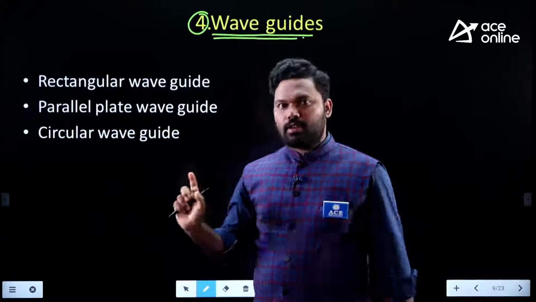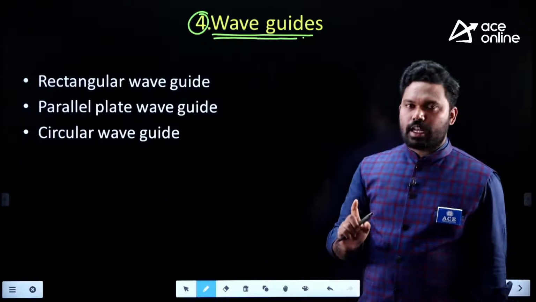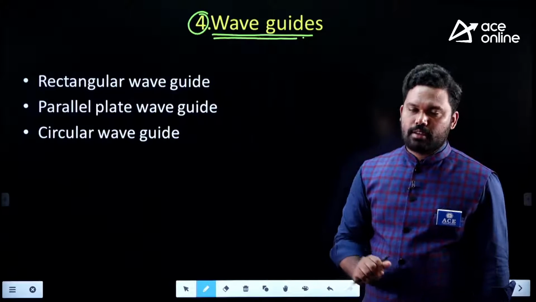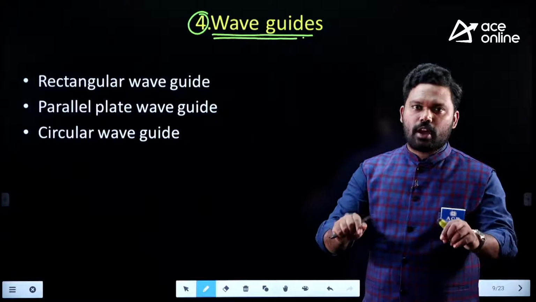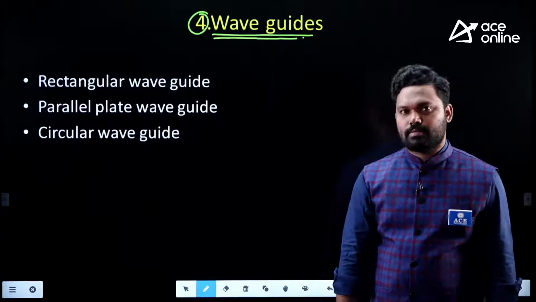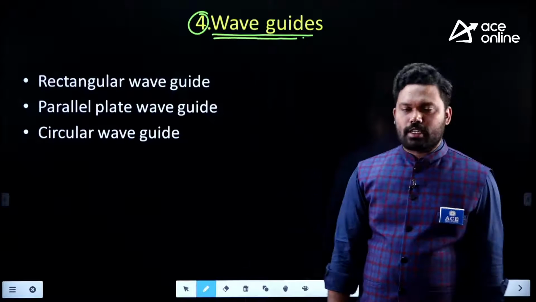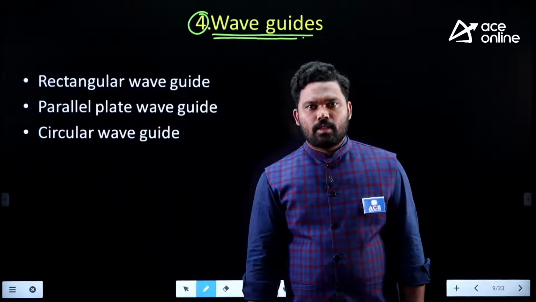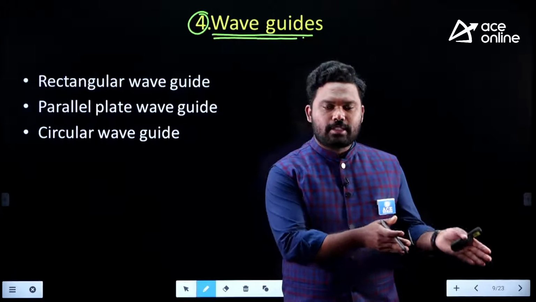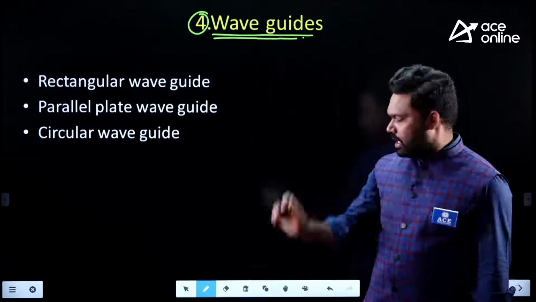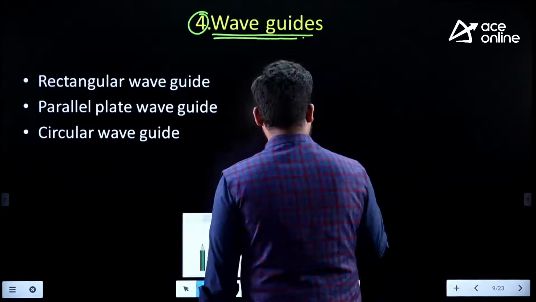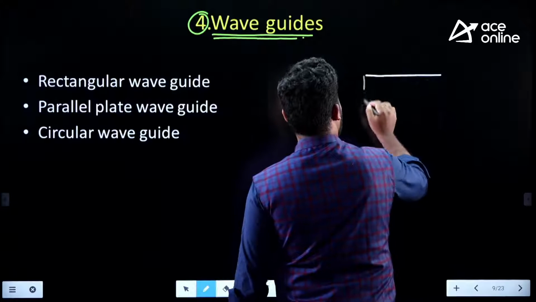Only 2 kinds of waveguides are mentioned in your syllabus, a rectangular waveguide and a circular waveguide. But this year, there was a question even on the parallel plate waveguide. That is the reason why I have included that one here. You should not treat the parallel plate waveguide as a separate thing. A rectangular waveguide is something like this. It will have a rectangular cross section.